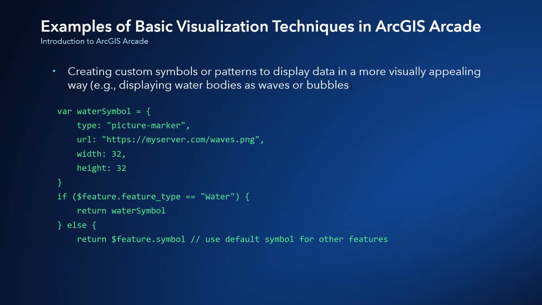We can create custom symbols or patterns to display data in a more visually appealing way. And this ArcGIS Arcade code is going to define a custom symbol for water bodies and return the custom symbol for the water features while using the default symbol for other features.